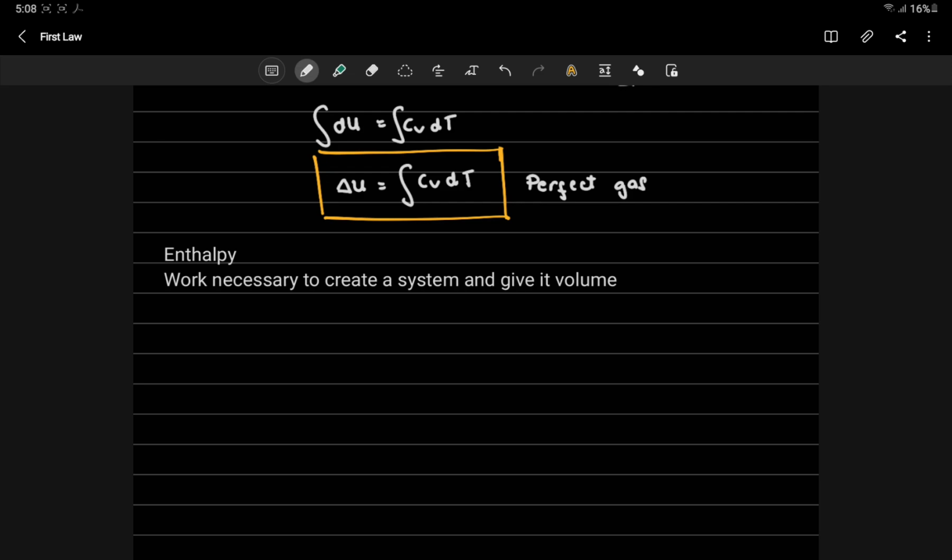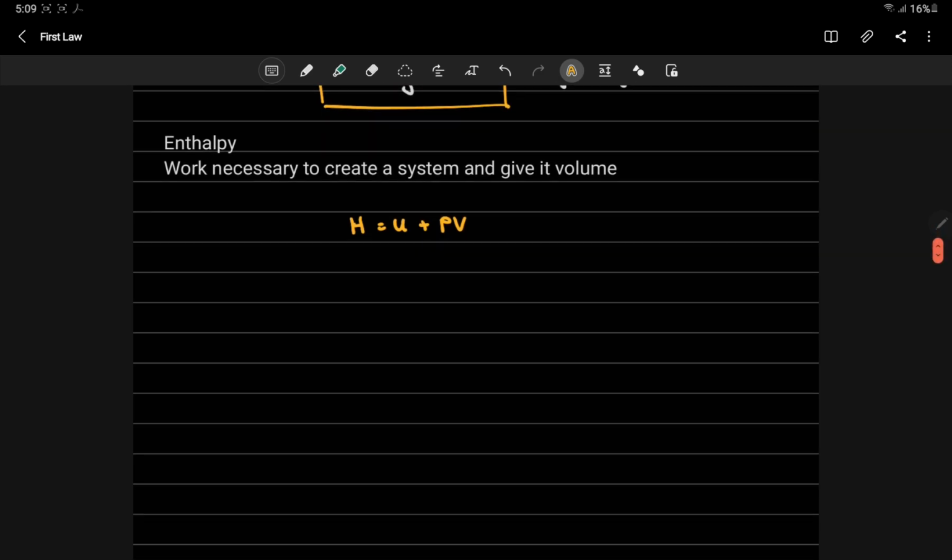We also discussed enthalpy last time. So enthalpy is the work necessary to create a system and give it room, or volume. And mathematically, we expressed enthalpy as H equals U plus PV. Okay? So that is the definition of enthalpy that we need to memorize. Now, let's perform some differentiation here. If I take the differential of H, I also do it on the right-hand side of the equation. So dU also, and then you have a product here. If you remember the product rule in derivatives, you'll have P dV plus V, as constant, dP.